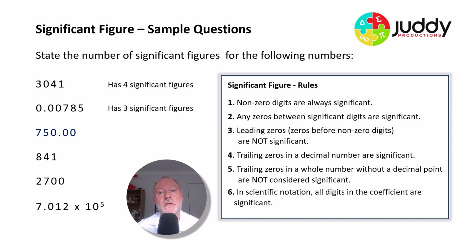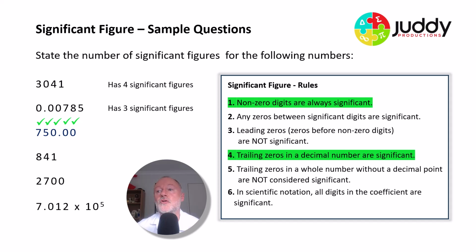The number 750.00. First of all, the two digits are non-zeros, they're significant. And following rule 4, trailing zeros in a decimal number are significant. The three zeros on the right-hand side of this particular number are trailing, and there is a decimal place, and as such, they all contribute as significant figures. So this particular number has five significant figures.